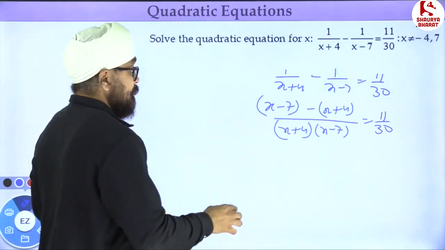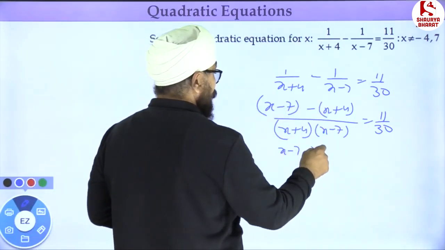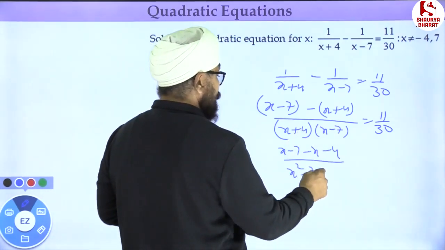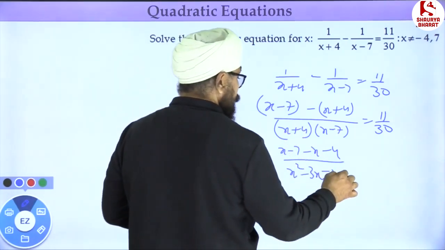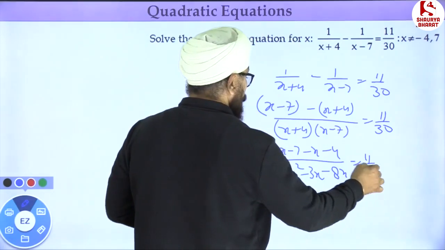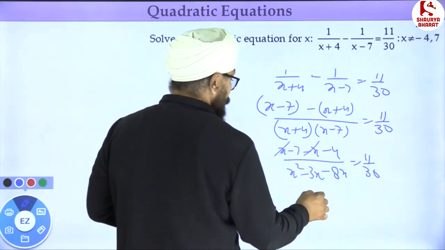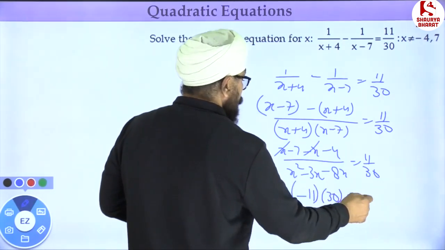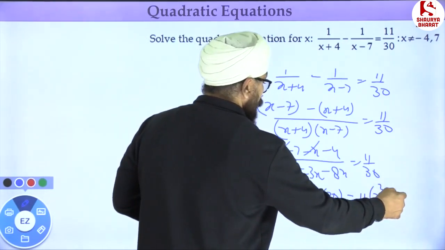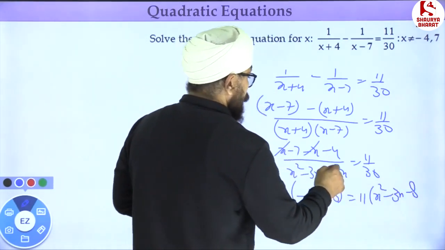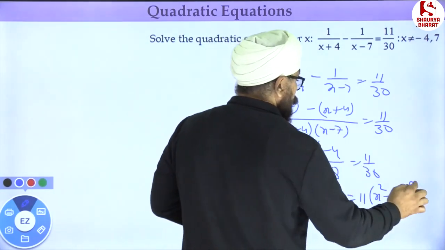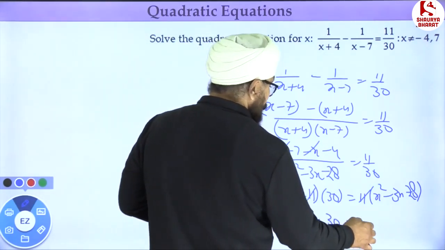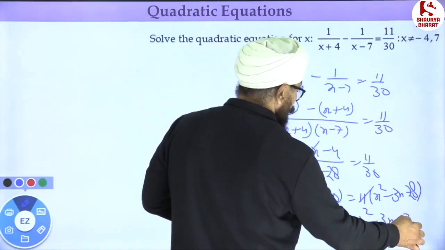Now if I just simplify this thing, this portion will become x minus 7 minus x minus of 4 divided by x squared. So this is 4 and minus 7 means minus 3, and when you multiply, this is 28. This is equal to 11 upon 30. Now this will get cancelled. If you just cross multiply, this becomes minus 11 into 30, and that side we have 11 into x squared minus 3x minus 28. So 28 is there. So this 11 and 11 get cancelled. So we are having minus 30 equal to x squared minus 3x minus 28.